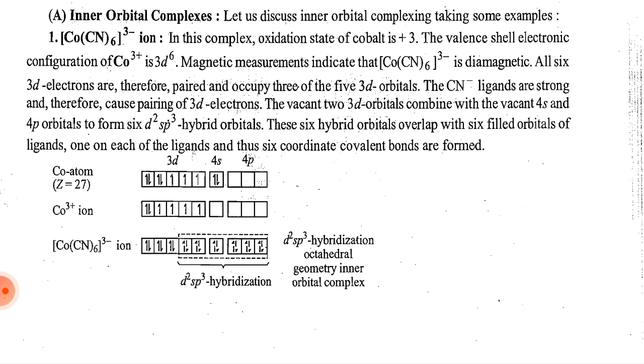These 4s and 4p orbitals will hybridize in the Co(CN)6 3 minus ion. The 6 cyanide ligands share electrons to form d2sp3 hybridization. Cyanide is a strong field ligand. D2sp3 hybridization gives octahedral geometry in an inner orbital complex.